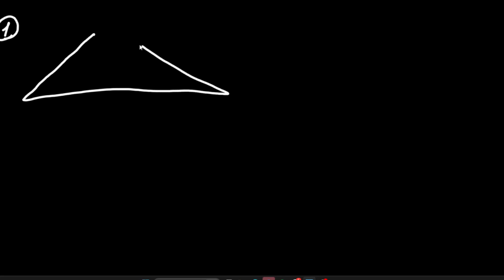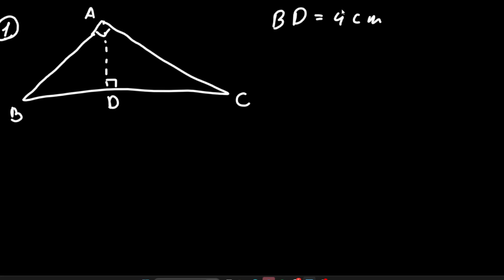Okay, so let's start with the first one. We do have a right triangle A, B, and C. And it's right at this point. At A, it has a 90 degree angle. We do have a height, which is AD. So here's D. You know that BD is 4 centimeters. We need to find AD, knowing that DC is 8 centimeters. So we need to find AD.